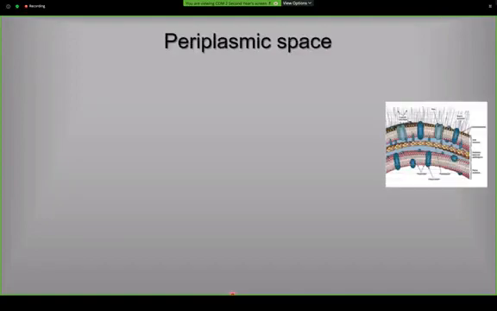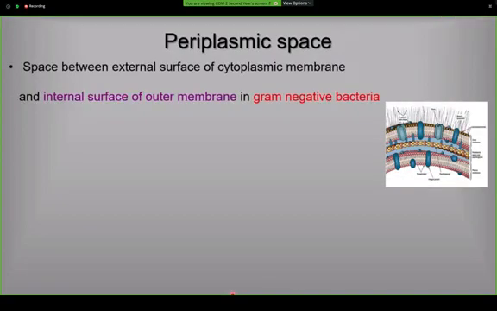Okay. We talk about the cell wall, the cytoplasmic membrane. So we need to go a little towards out. We have the periplasmic space. And periplasmic space is different in what? Different in the location when it comes to gram-positive and gram-negative. So if I would like to identify what exactly periplasmic space is, I will say periplasmic space is located internal to the surface of the outer membrane in gram-negative. Okay?